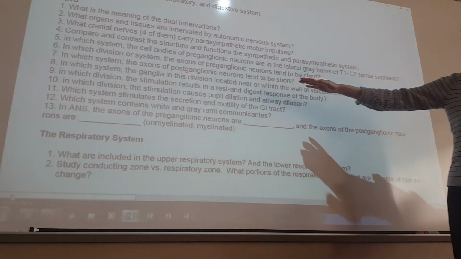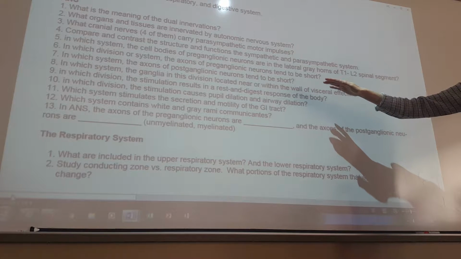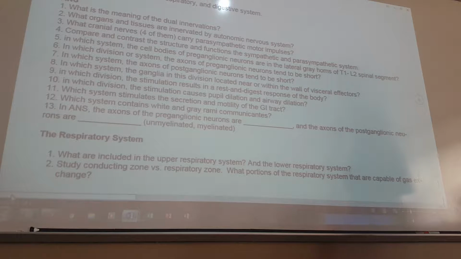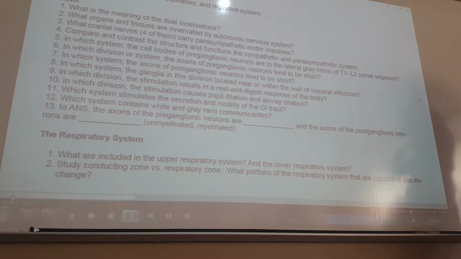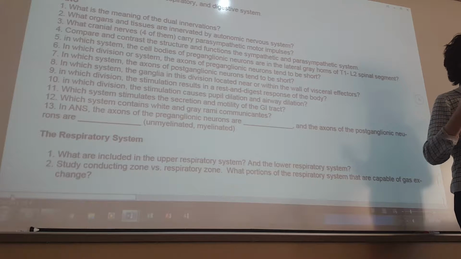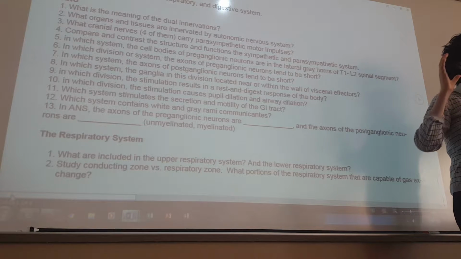In which system is the ganglion located near or within the wall of the visceral organs, the effectors? Parasympathetic. We call it the terminal ganglion, so they are either in the GI wall or near the organ. That is an easy question. Which stimulation results in rest and digest? Parasympathetic. And which division causes pupil dilation and also alveolar dilation? Sympathetic. In fight or flight, we need oxygen, we need more light.